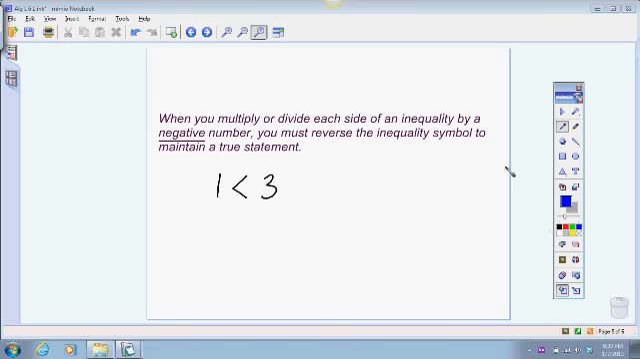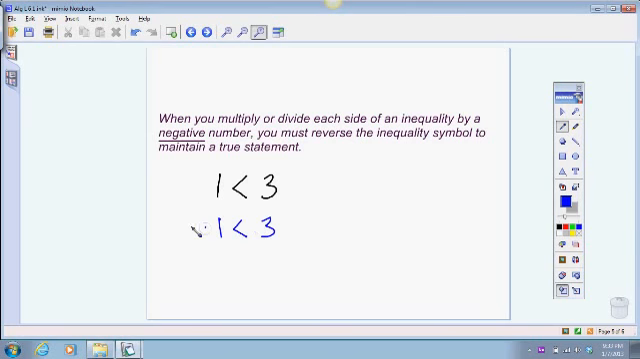Well, remember, whatever we do to one side of an inequality, we have to do to the other, just like an equation. So if I took my 1 is less than 3 here, and I chose to multiply each side by 2, I would get 2 times 1, which is 2, and 3 times 2, which is 6. And why 2? Well, that's just a random number I picked. You can multiply it by whatever you want.